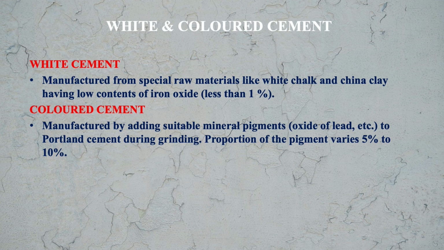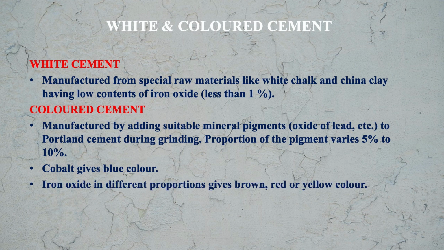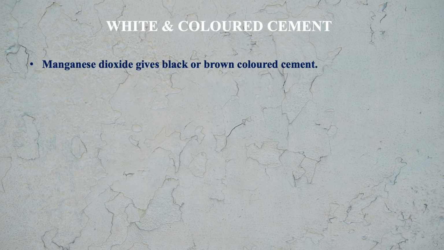What are the different colors contributed by different chemicals or minerals? Let us see the cobalt. Cobalt gives blue color. If we use iron oxide, then in different proportions it will give different colors. Means we are using the same oxide, but by changing the proportion we will get different colors, just like brown, red or yellow. All these three colors you can get by changing the proportion of the iron oxide that you will be mixing to the OPC at the time of grinding. Then manganese oxide will give you black or brown color in the cement.